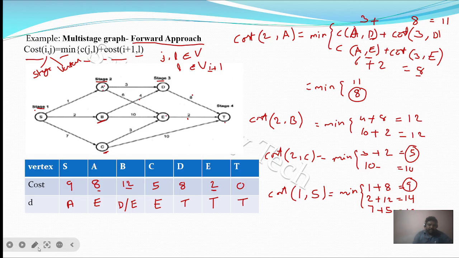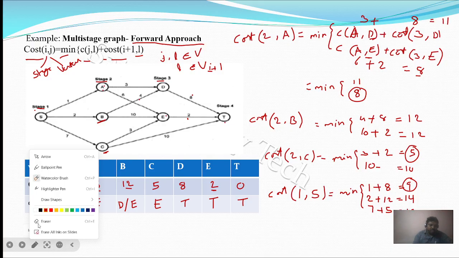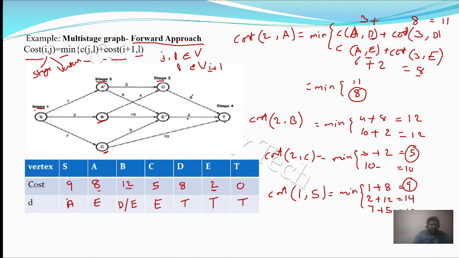So what is the path here? You can take the sequence of decisions. Once you fill this table, then you can take the sequence of decisions. I am taking the sequence of decisions from source to sink. That is why it is a forward approach: the table you can fill in backward from sink to source, but still it is a forward approach.